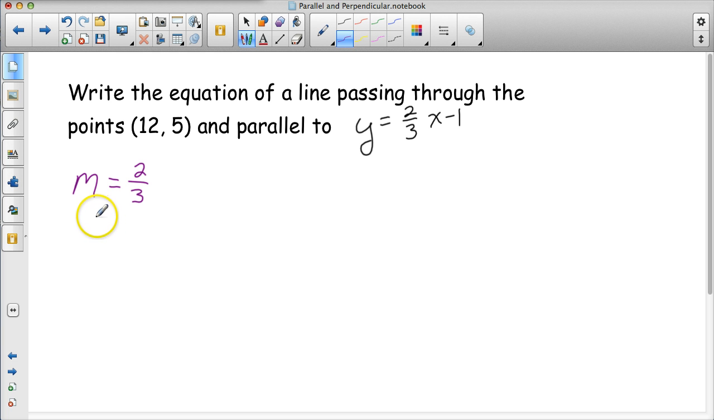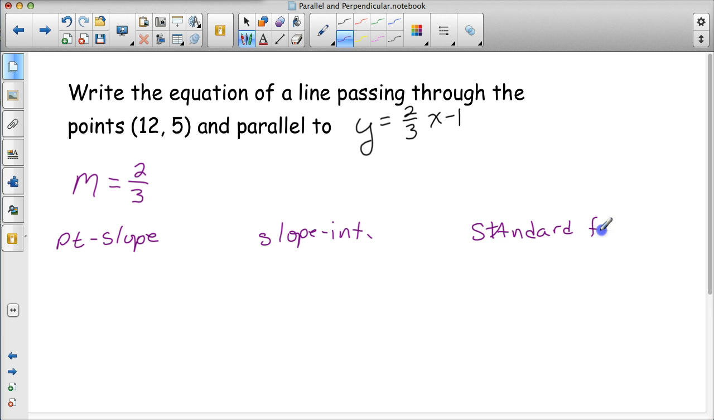Now, I have 3 different ways that I can write the equation of a line. I can write it in point-slope form, I can write it in slope-intercept form, or I can write it in standard form. We're going to look at all 3. First, point-slope form, because it's the easiest one to do.